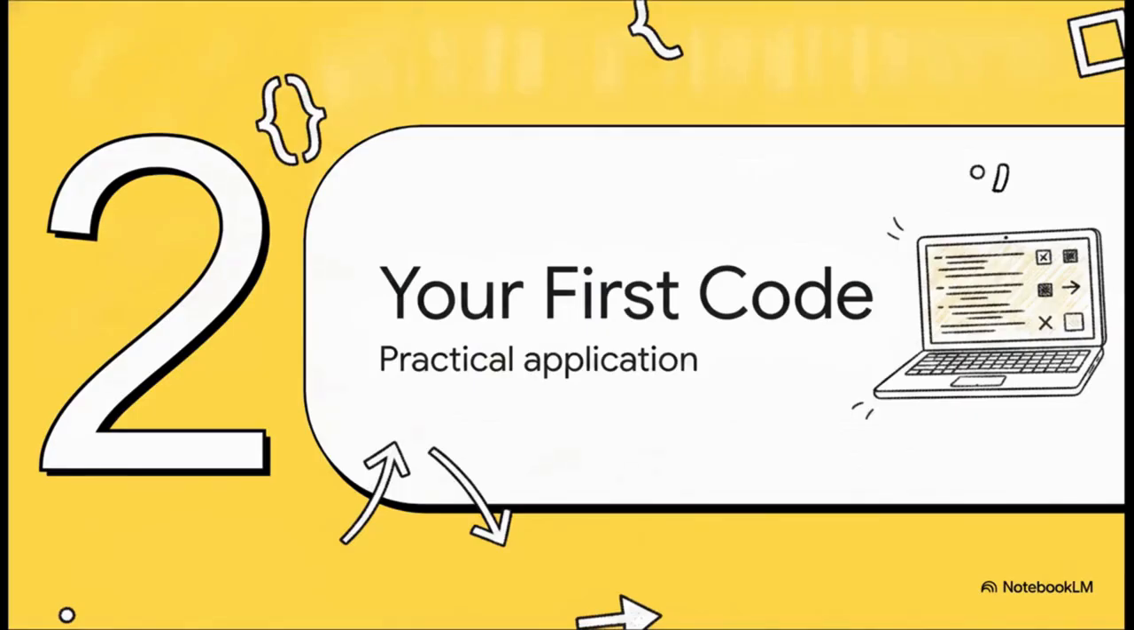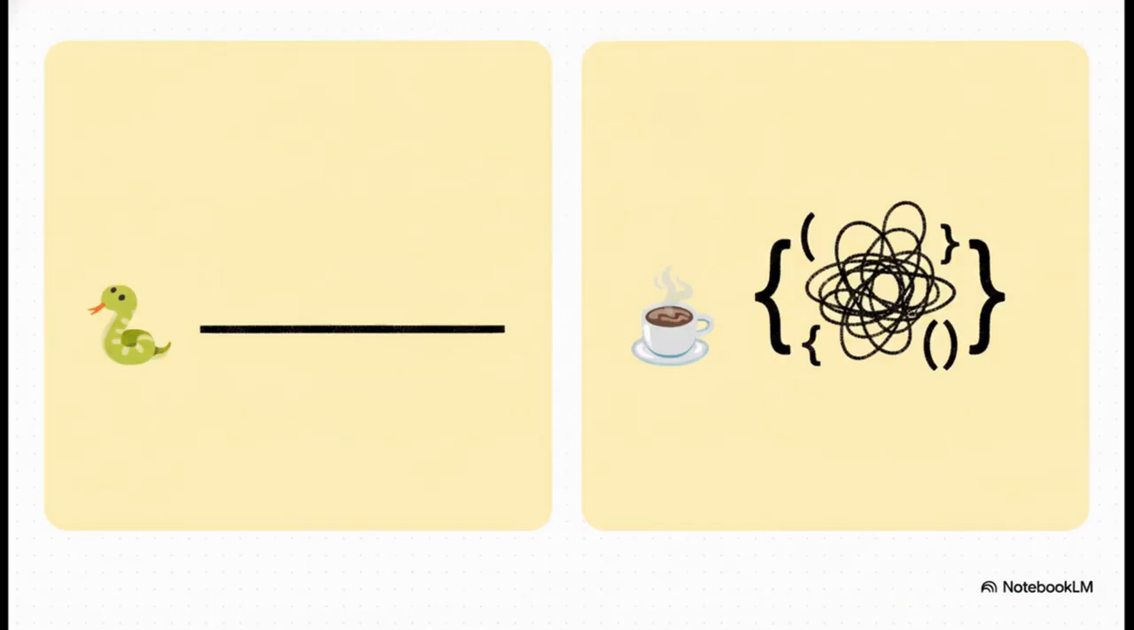Moving on to Section 2, writing your first code. This is where we get practical. I mentioned a second ago that Python is extremely beginner-friendly, and when you see the contrast, it's honestly pretty stark. If you want to instruct the computer to just pop the words "Hello World" onto your screen using Python, you use a built-in function called print. You just type print, open parentheses, quote, "Hello World," close quote, one single line.